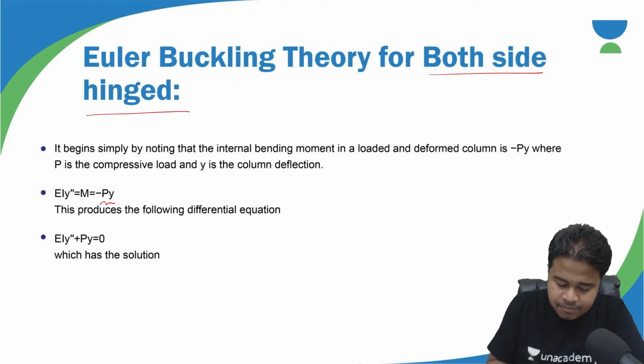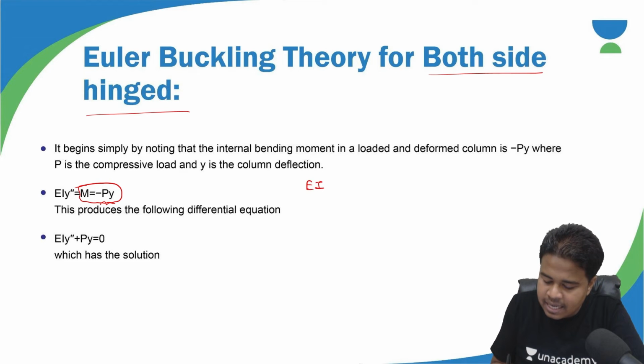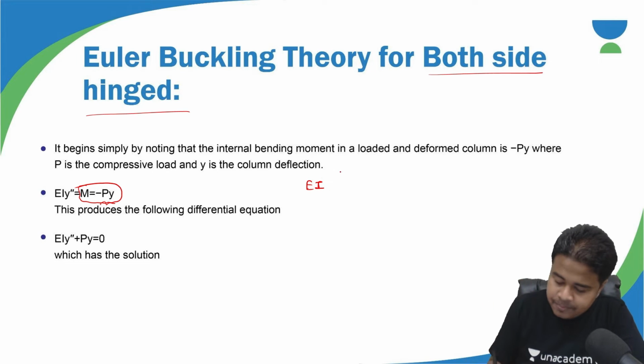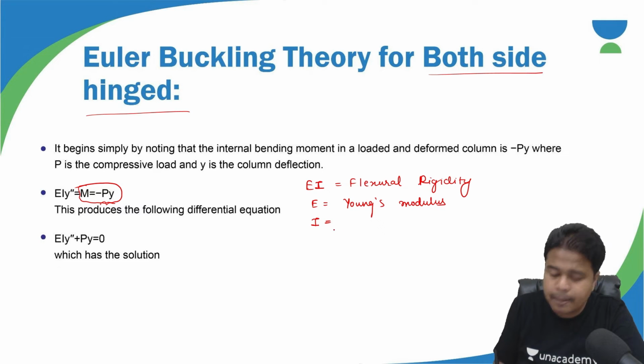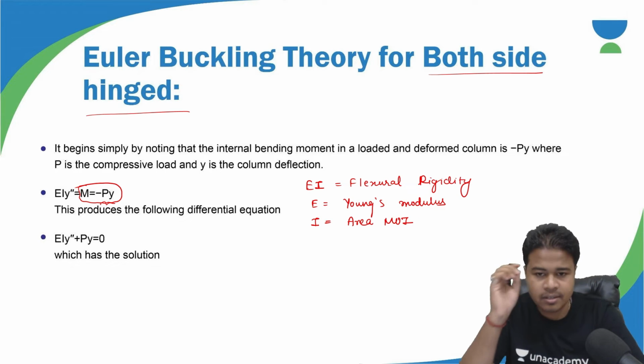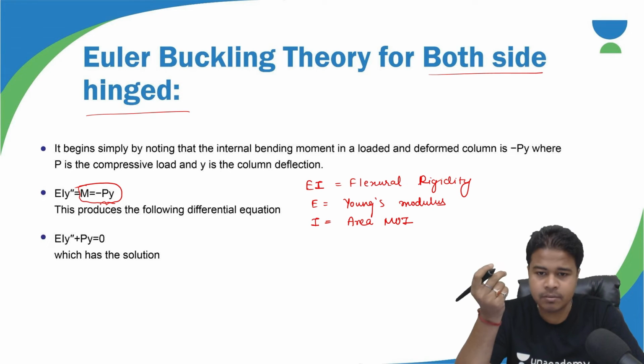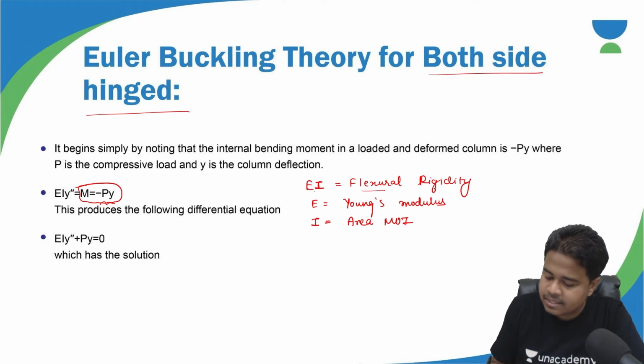And also we know this differential equation. See, already I have written M, the bending moment, is equal to minus P into Y. And we know very well EI is the flexural rigidity. What are these things? E is Young's modulus, and I is the area moment of inertia. Exactly, area moment of inertia. But E into I is nothing but flexural rigidity.